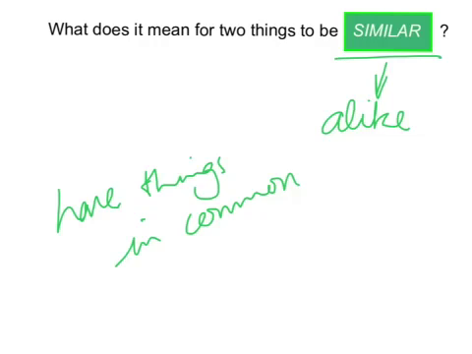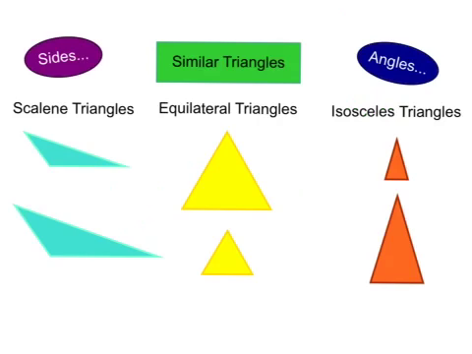But first, we need to review triangles. On the screen right now are 3 types of triangles. And these triangles are classified by their sides. So, we have scalene triangles, equilateral triangles, and isosceles triangles. First, let's think about what does a scalene triangle have? What are some features? Its feature is that each side is a different length. No 3 sides are equal.